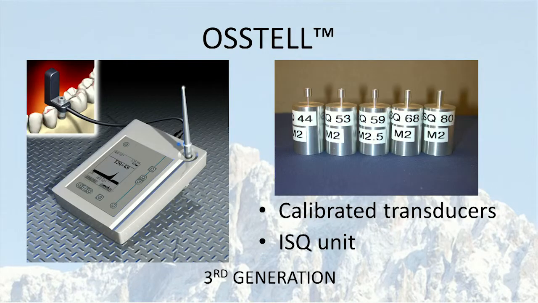The next generation, the Osstell machine, made use of calibrated transducers from the manufacturers. And we also introduced the ISQ unit. So instead of measuring in hertz, we are now measuring in ISQ units. So when you do a measurement, you get a reading from 1 to 100, based on the underlying hertz, but also based on the calibration on these aluminum blocks. So it means that now measurements were directly comparable.